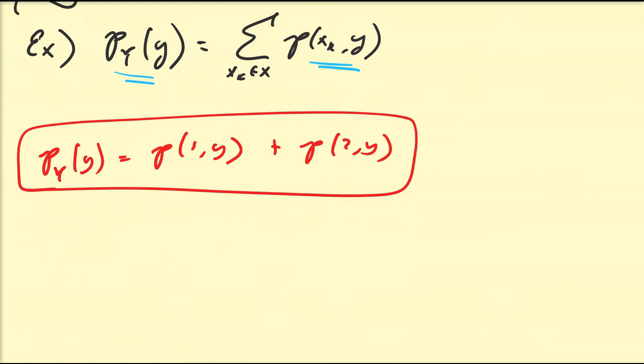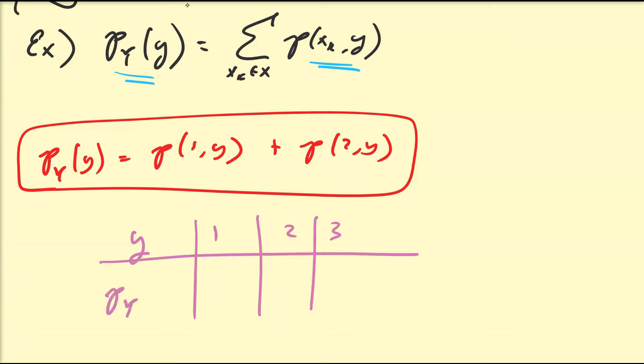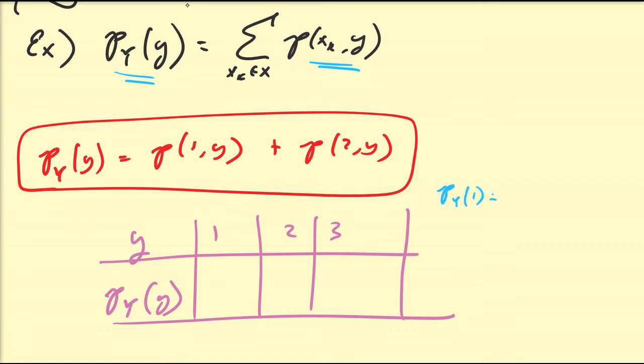So if we go back to our values, what are the possible values of y? y can take values 1, 2, and 3. So the marginal PMF of y is going to take 3 values as well. When y is equal to 1, we have p_Y(1) equal to p11 plus p21. And if we go back to the table, that's going to be 1/20 plus 2/20, which is 3/20.